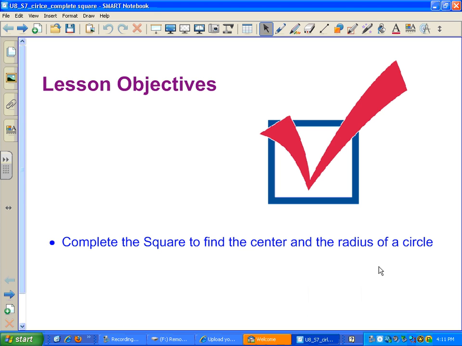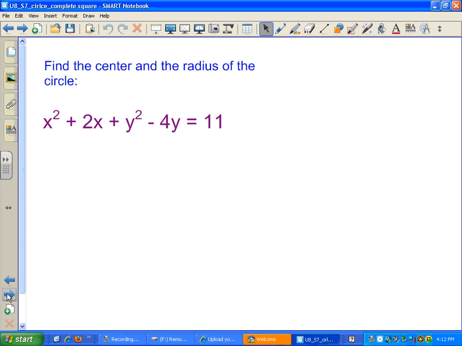In this video lesson, we are going to take what we learned about completing the square in our last video and use that to find the center and the radius of a circle. So let's take a look. Our job is to find the center and the radius of the circle.